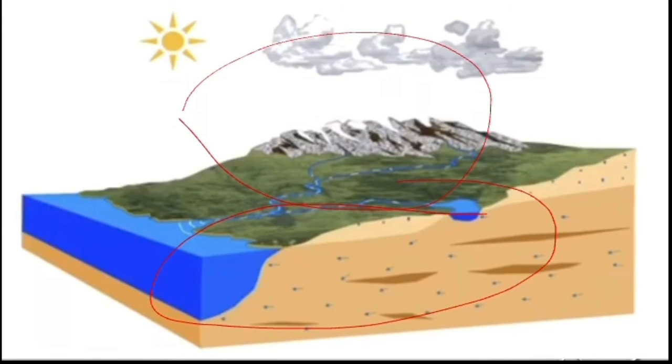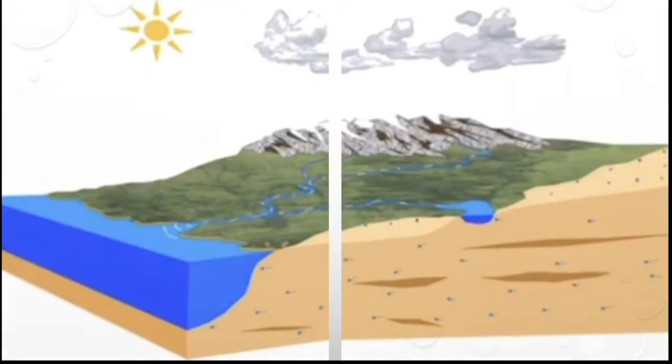Therefore, the water cycle is a continuous process of evaporation, condensation, and precipitation. This is all about the water cycle. I hope you all have understood this session.